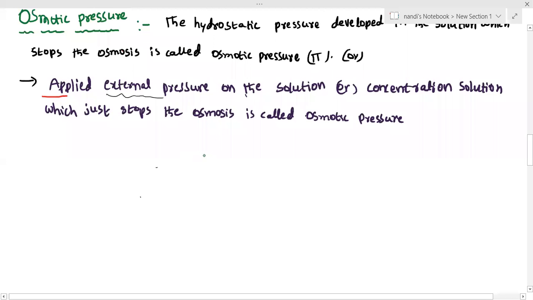Osmotic pressure. This is one of the colligative properties. In my previous videos, I already discussed the remaining colligative properties; you can search for them. Now, what is the osmotic pressure? Here you can see the definition.